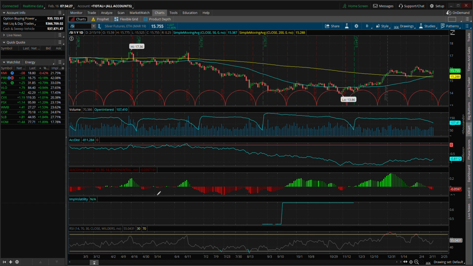Silver. Silver and gold trade sometimes inversely, but if you're a long-term silver holder, look at this flag. This just crossed. So this is a bullish sign. Silver is a screaming buy.